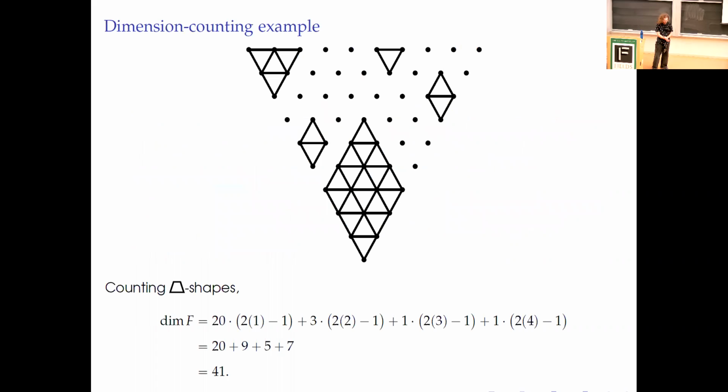Right, so a dimension counting example with these H's and L's. These turn out to depend only on the widths of shapes here. So you have 20 of these dots, not in the top row. Then you have 3 of these triangles of width 1, then 1 of these width 2 lower trapezoids, and 1 of these width 3. And this numerology tells you the dimension.